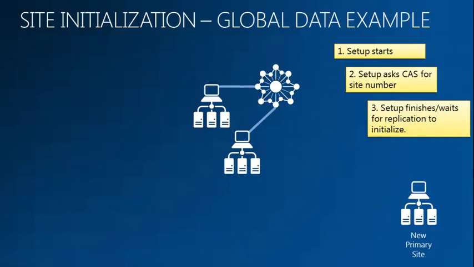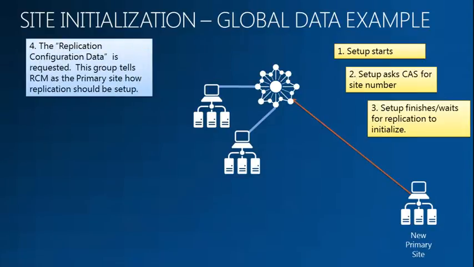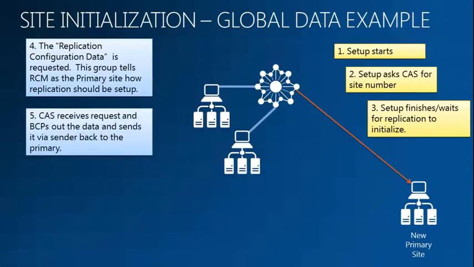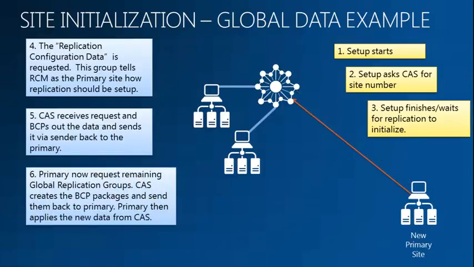Setup then finishes. It's got its identity now. It's happy. And then it talks out to the CAS again and it says, give me the replication configuration data replication group. Right? And that's just handshaking. That's how we're going to replicate together. The CAS then receives that request and it BCPs out the data and sends it via the sender back to the primary. So we extract that data, drop it onto the sender, and send it back down. The primary site then processes that and says, great, now we know how to talk. Give me the rest of the replication groups. The CAS takes that data, creates a nice big BCP package, and sends it back down.